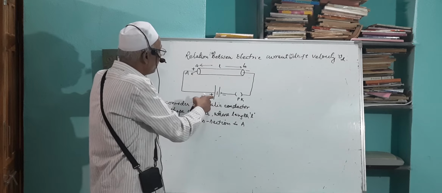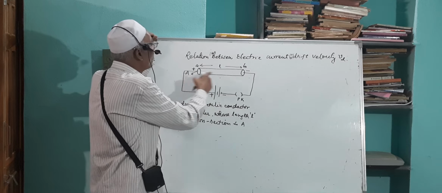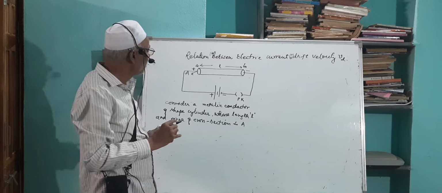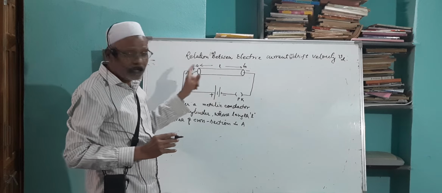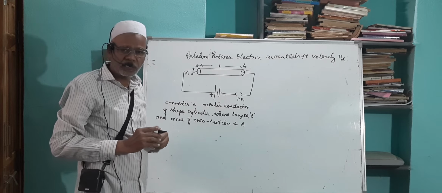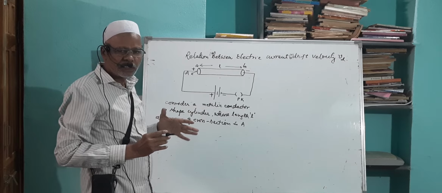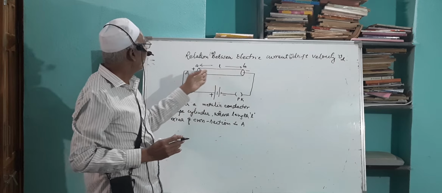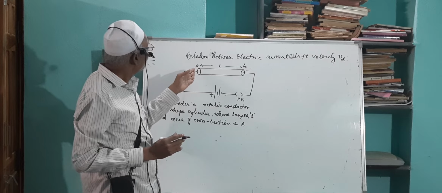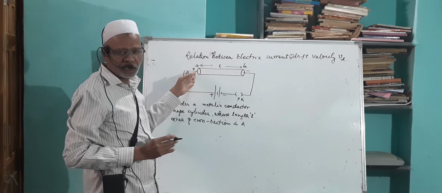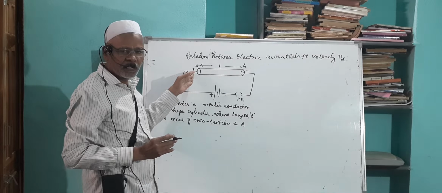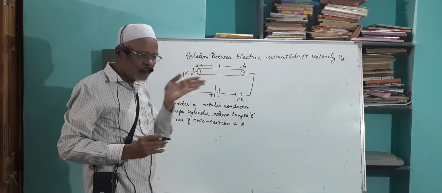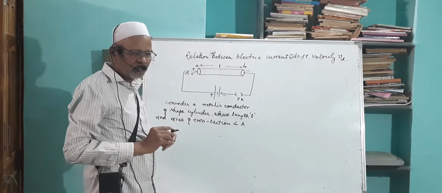Now because of this battery, a PD will develop across the ends of the conductor. Whenever the PD is formed across the ends of the conductor, as a result the charges are dragged, I mean the electrons from the B end are dragged towards the positive end of the conductor A. All the electrons are moving in a specified direction.